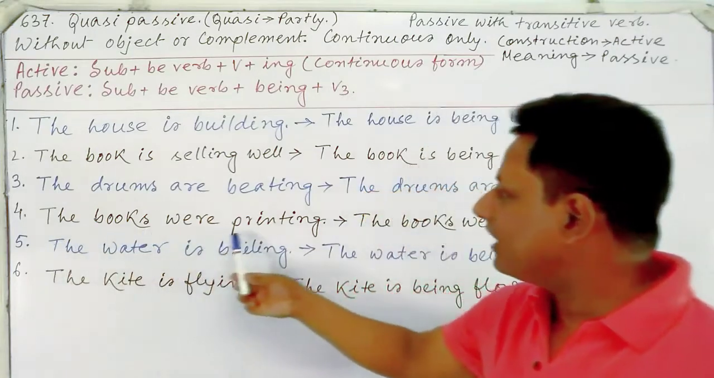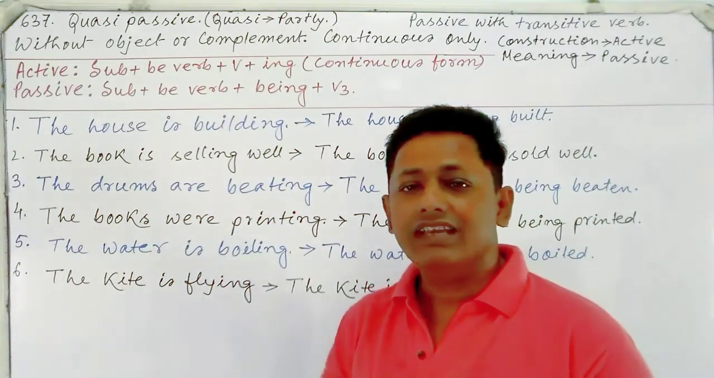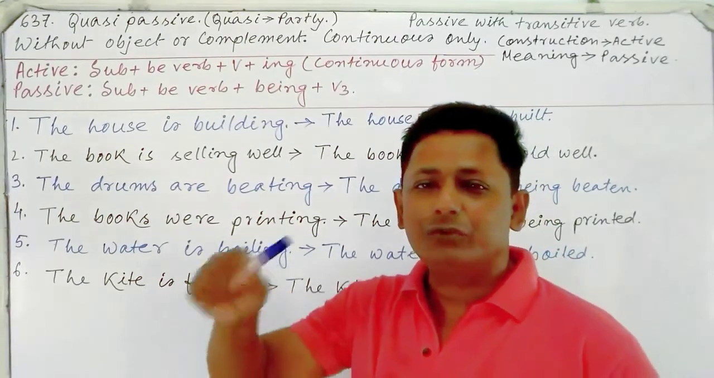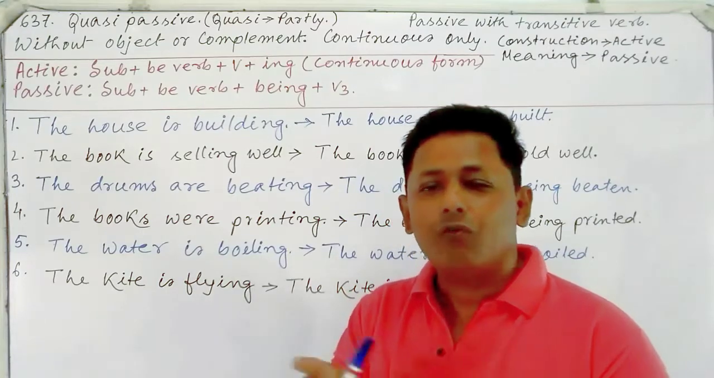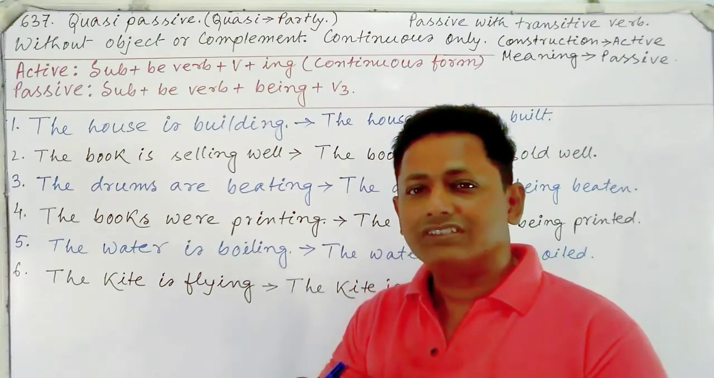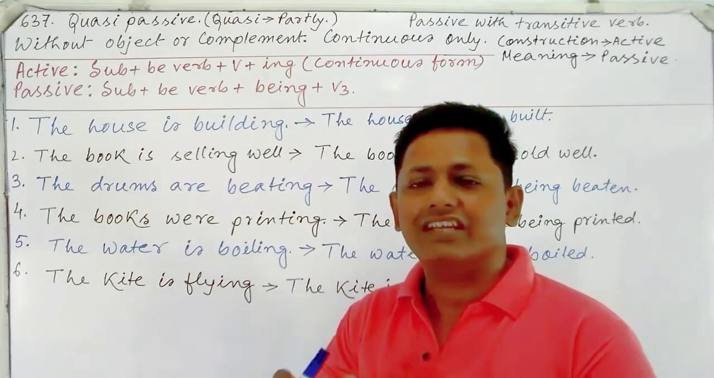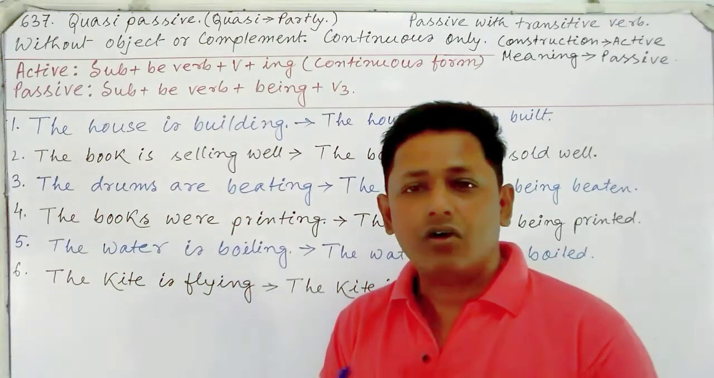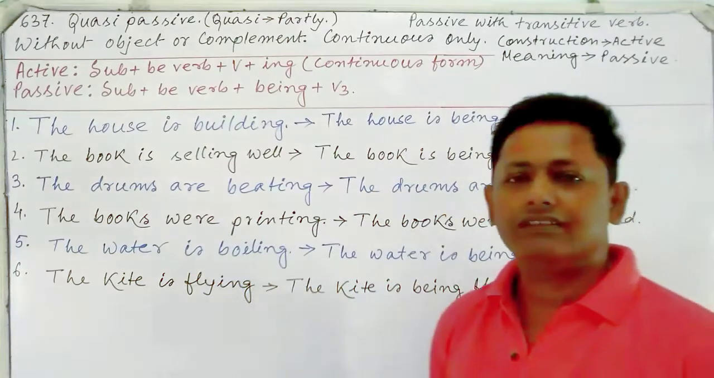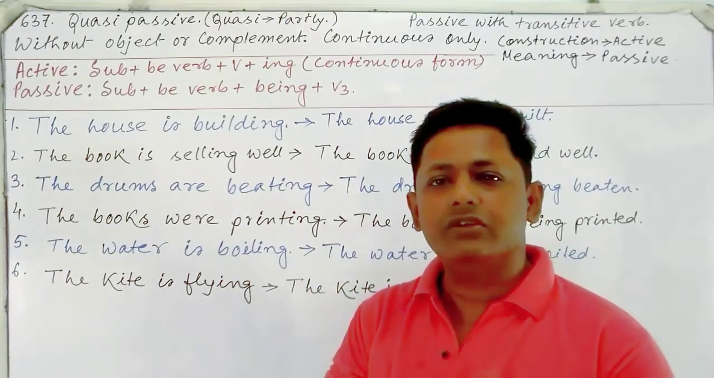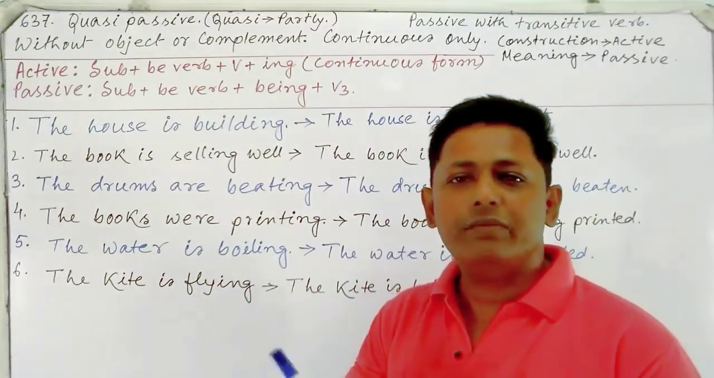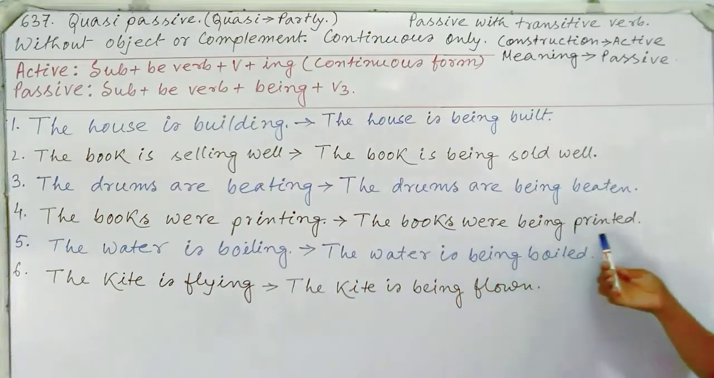Number 4, the books were printing. It's in the past continuous tense. Books were printing means books were being printed. It doesn't mean that books are like people, like an agent doing something. Here, books are not the doer of actions. They are the receiver of actions. So, it's very simple to turn them into passive: the books were being printed.